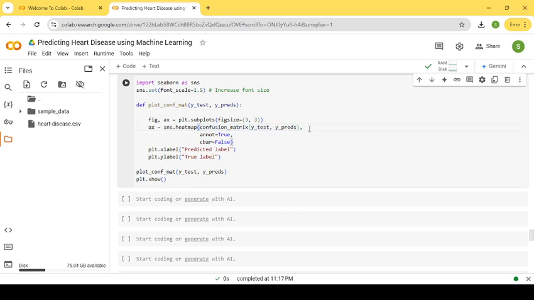I think it's because of the comma. Okay, so let's now plot our confusion matrix, and then we'll.